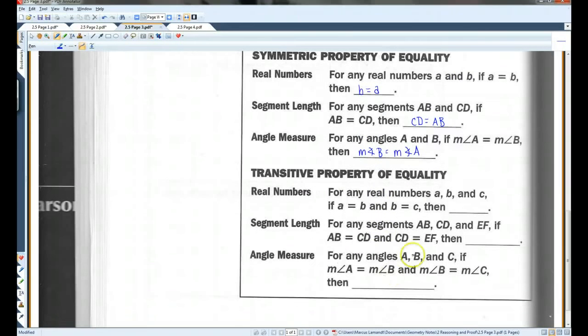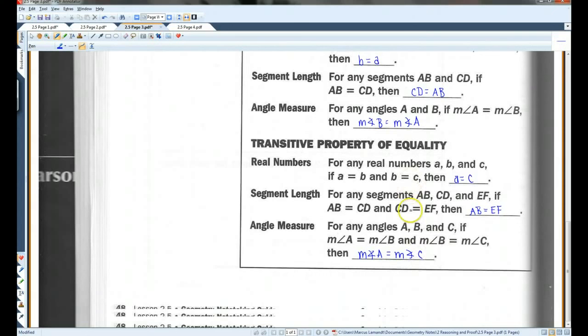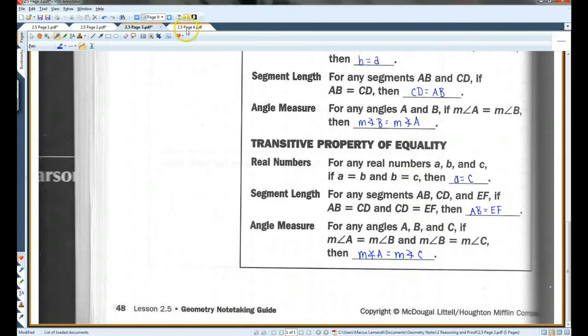Alright, transitive property, if a equals b and b equals c, then a equals c. If AB equals CD and CD equals EF, then AB equals EF. If the measure of angle A equals the measure of angle B, and the measure of angle B equals the measure of angle C, then the measure of angle A equals the measure of angle C. Alright, last page.